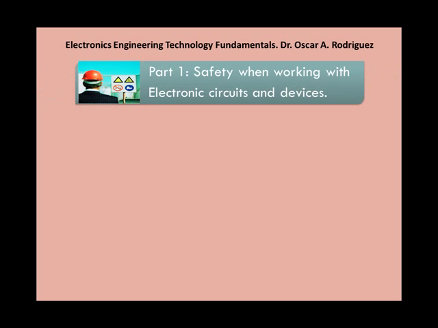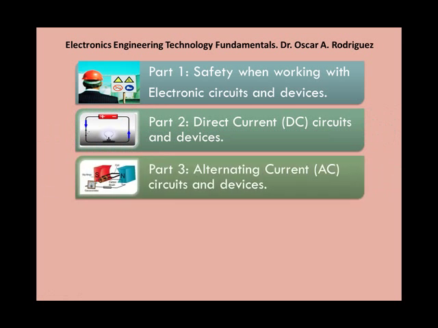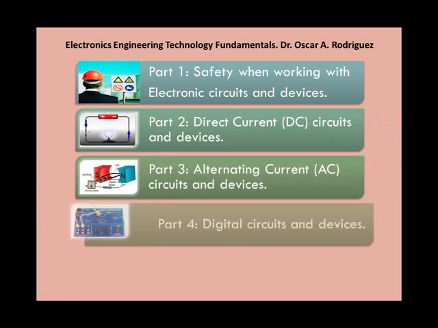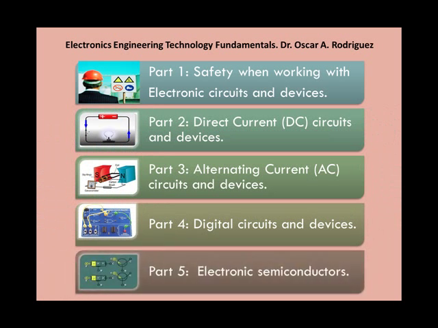Okay, we are with lecture number 2 in the EETF course, the Electronics Engineering Technology Fundamentals course. At this time, I just want to review the 5 major areas of study of this course. One area is safety when working with electronic circuits and devices. Number 2 is direct current circuits and devices. Number 3 is alternating current circuits and devices. 4 is digital circuits and devices. And 5th, electronic semiconductors. That's what we're covering in this course. As a review, I'm introducing that concept here again.